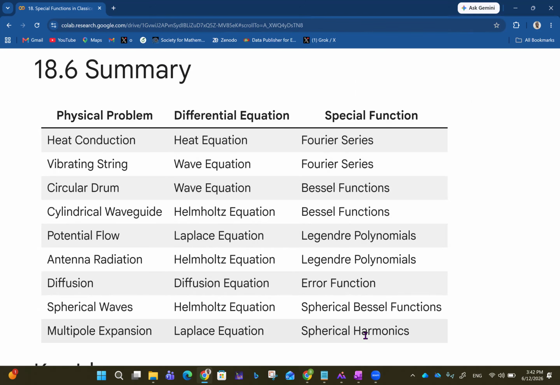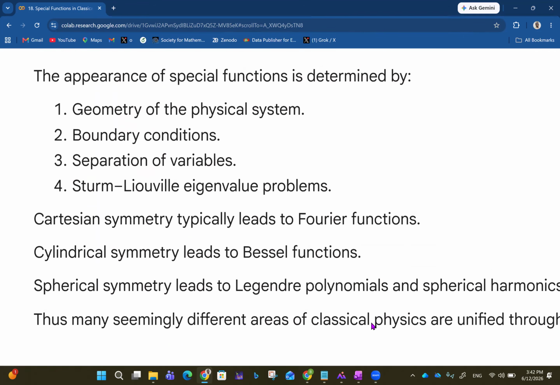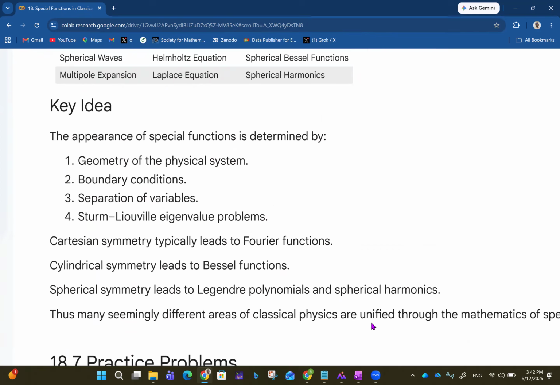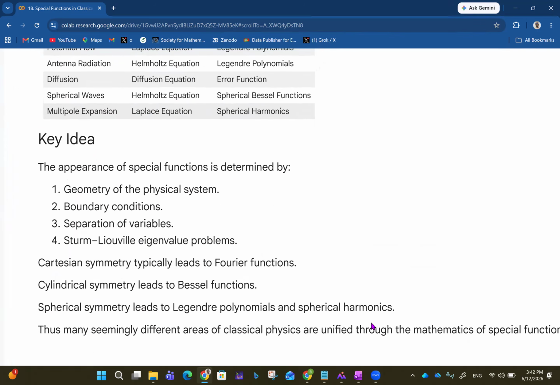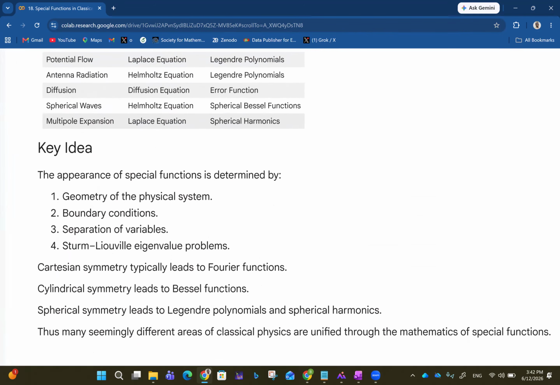So you want to check out the video fully dedicated to spherical harmonics, so you can understand the whole multipole thing. The key idea we see in all of this is that the appearance of special functions is determined by one, the geometry of the physical system, the boundary conditions, the separation of variables, and Sturm-Liouville eigenvalue problems.